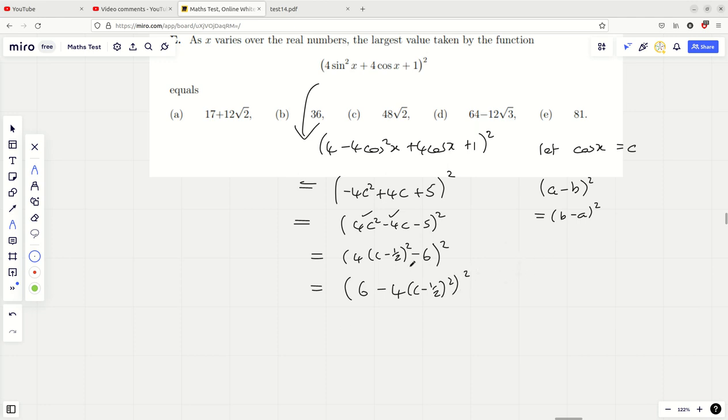Squared. Okay, now I can see quite obviously the max value occurs when c equals a half, and c can equal a half because cos x equals a half when x is pi over 3. I was just converting degrees into radians there, apologies for that. When cos x is a half, x is 60 degrees, in other words, x is pi over 3. So that's certainly possible. And when that's the case, all of that goes to 0, and the answer is 36. 6 squared, 36. And so the answer is B.